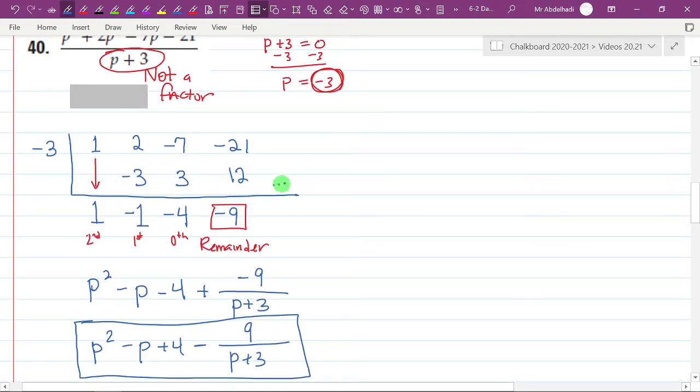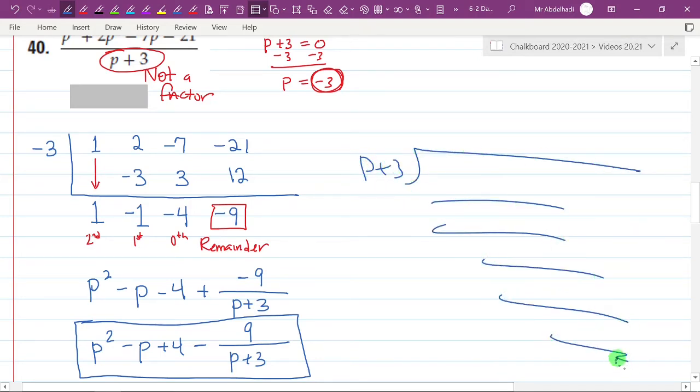Now, if you look at this, believe me, if you had done the long division with the p plus 3 equal that, and this would have gone on forever, and eventually you would have gotten your 9 down here, and you would have gotten the same answer. You would have gotten p squared minus p plus 4 minus 9 over p plus 3, but this is so much faster and so much quicker.